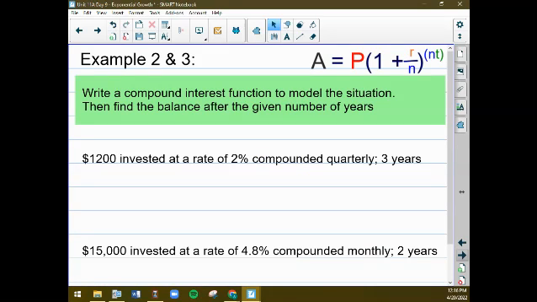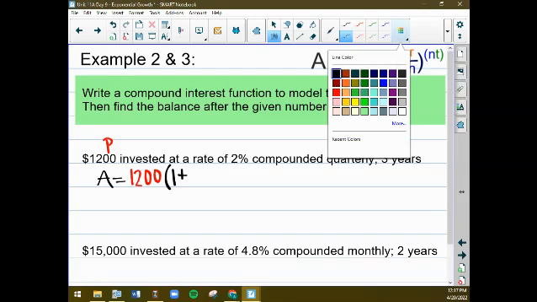All right, so next example. I want you to just write a compound interest function to model first, then find the balance after the number of years. So my first example is I've got 1,200 invested at a rate of 2% compounded quarterly. So that's what I'm going to use to write the equation. Okay, so I've got A equals that 1,200 is my principal, right? That's my starting amount. That's how much I put in my investments or I put in the bank account.